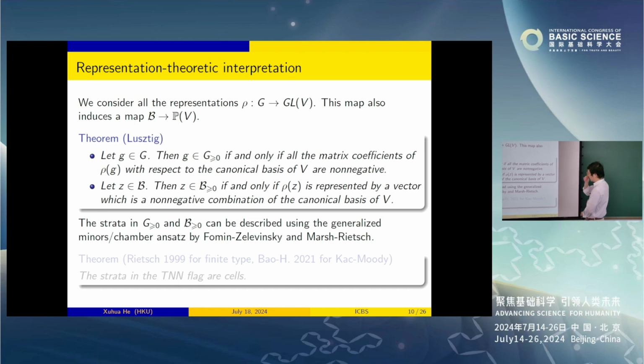And after we have this, we can describe this as strata using the so-called generalized minors for the groups and the chamber ansatz for the flag. The generalized minors were studied by Fomin and Zelevinsky, and the chamber ansatz by Marsh and Rietsch.